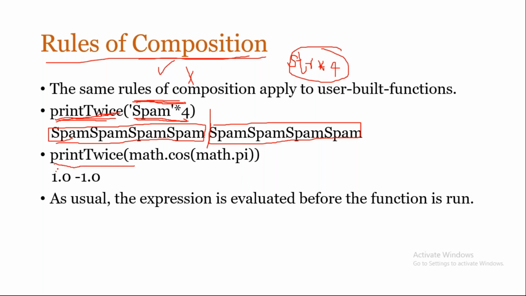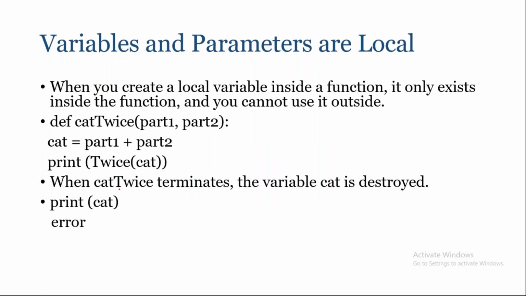So inside print twice, I am going to put a math function, the cost function, and then I am going to put a constant. I will evaluate the cost of that constant, and then I am going to perform the operation of this print twice function. So whatever the value is here will be printed twice. Okay, correct.